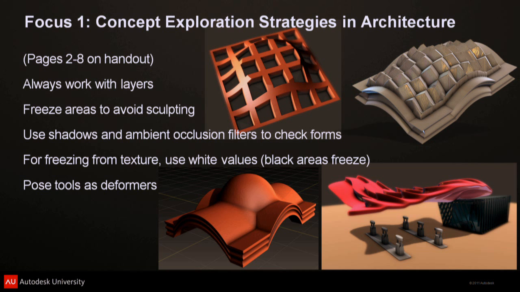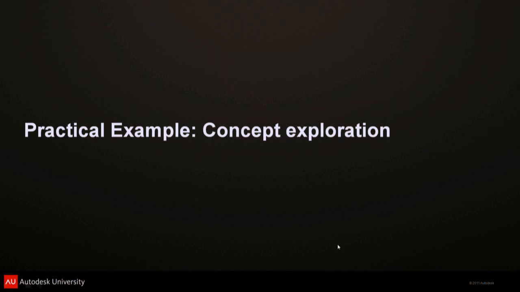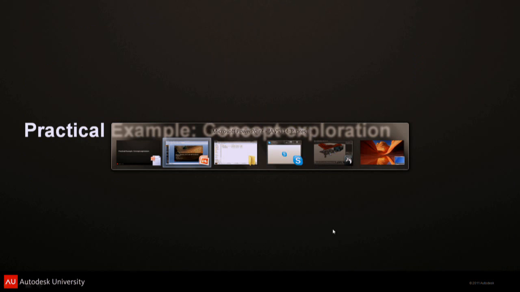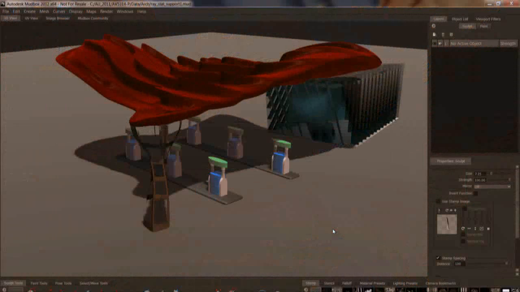And then a little tip that we'll get into there, whenever you're working with this freezing from texture, you use the white values from there. It will grab whatever white value it can, but we have some powerful color adjustment tools within Mudbox that will let you dial in those white values or get rid of the black values per se as well. And then, of course, pose tools as deformers. So I'm going to jump into a practical example here within Mudbox.